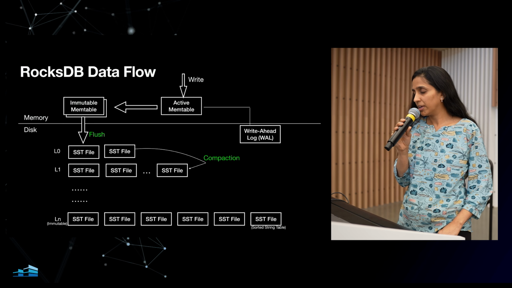Similar to the write path, the read path also takes the same flow. Basically, if you get a read onto the RocksDB, it looks for that particular key in the active memtable, then in the immutable memtables, then in the SSD files from level L0 to Ln until that particular key is found.